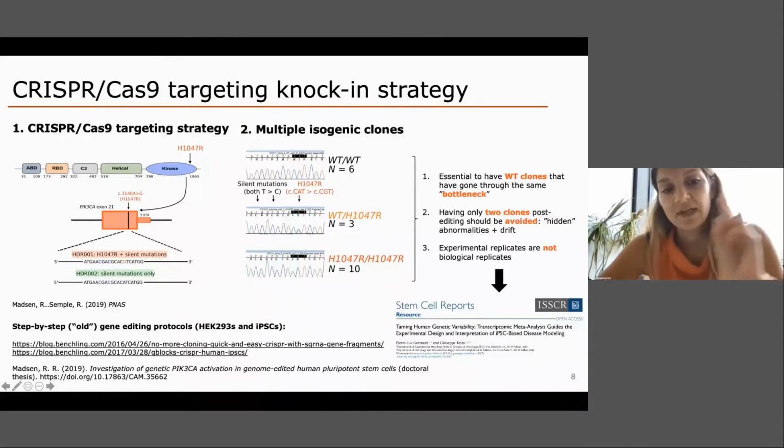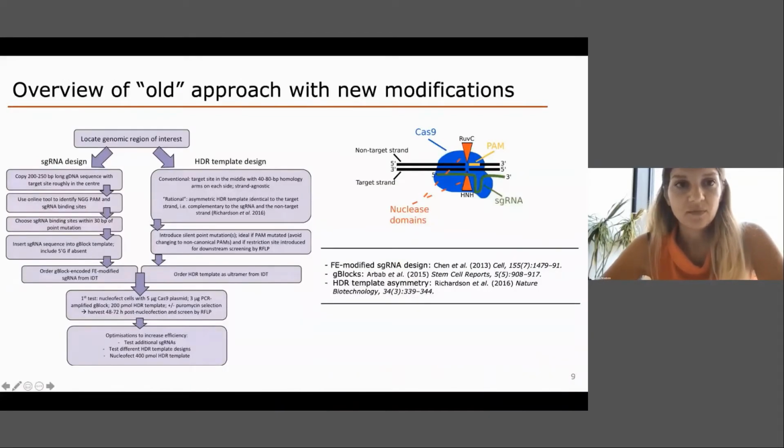I'm quoting my protocols as being old because this is obviously back from 2015 and 16, but actually most of the things that I did back then is also exactly how I would be doing it now, and I'll highlight where there may be potential differences to make the process even more efficient. So this is an overview of my approach.